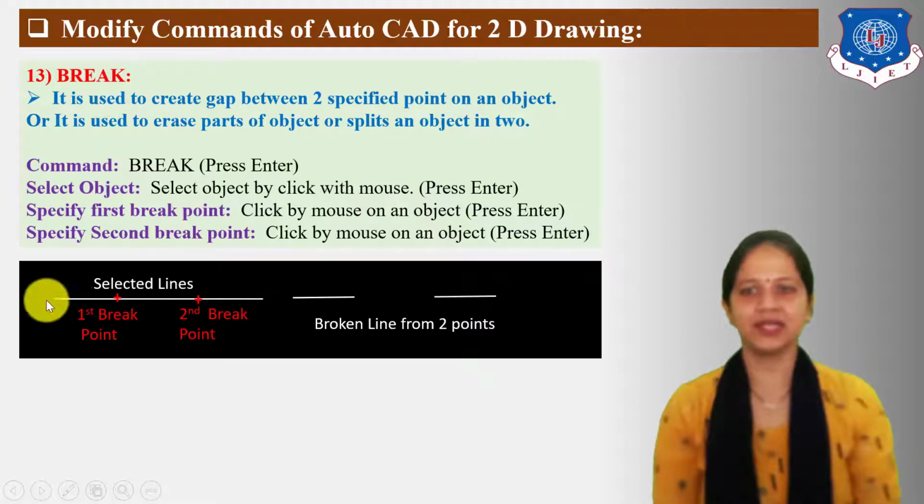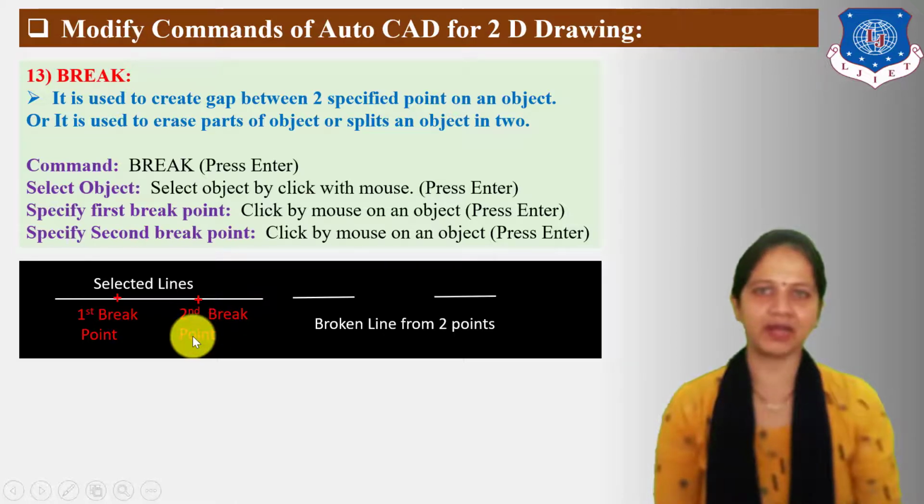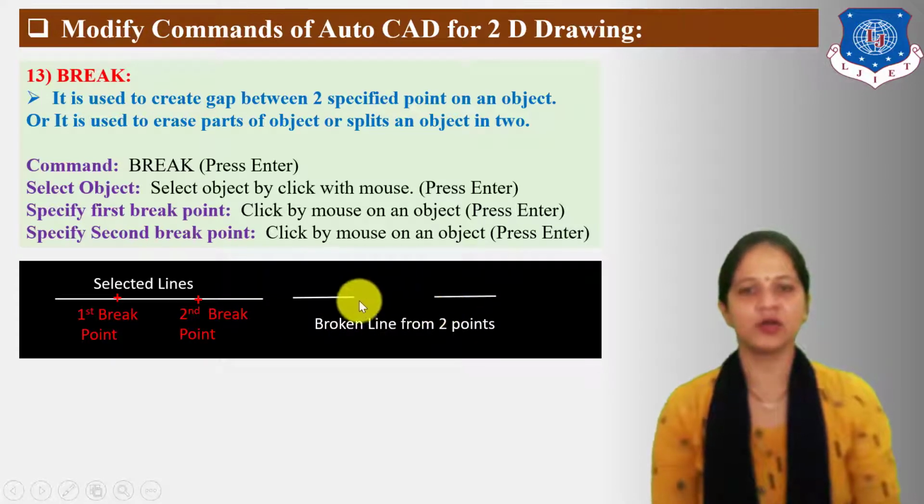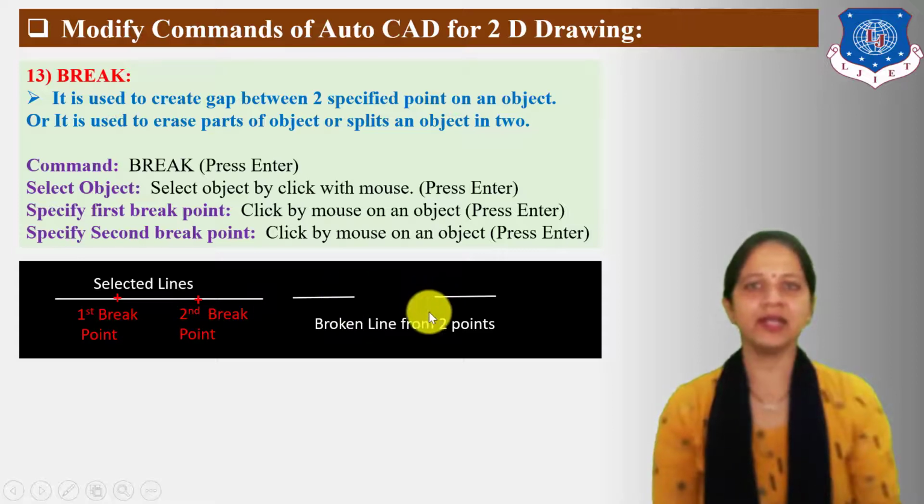Here you can see this single line is our selected object or line. This plus sign indicates the first selected break point and this plus sign indicates the second selected break point. After applying the break command, the line is broken at two selected points, creating a gap in between the two selected points.